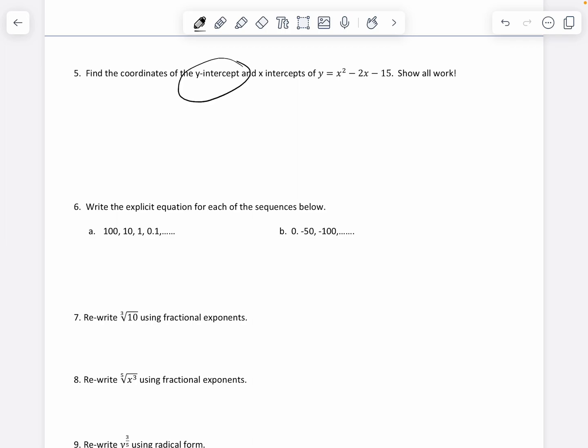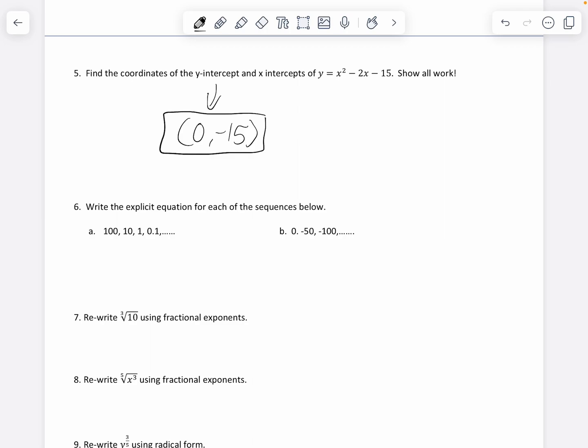So the y-intercept is pretty easy. That goes back to the graphing problem. If I substitute 0 in for each of these x's, 0 squared minus 2 times 0 minus 15, that would just give me this last term, negative 15. So that's my y-intercept, 0, negative 15.